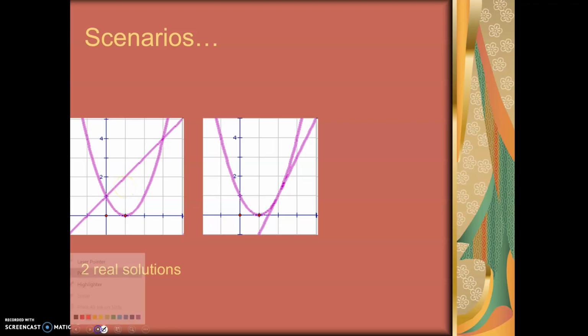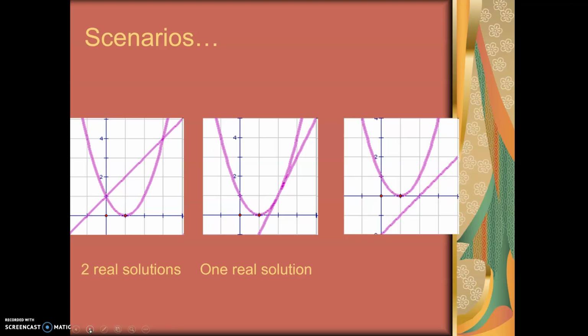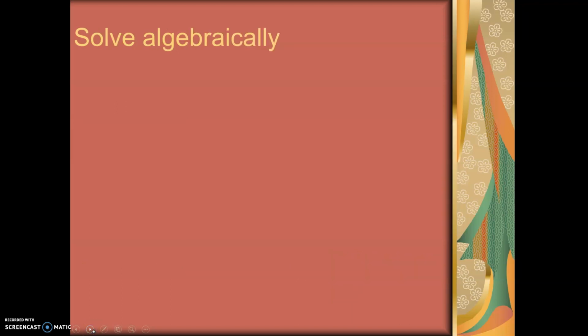Or we can have one real solution. That means that the line is tangent. Or no real solutions, but that means that we have complex solutions. All right. So solving algebraically, we're going to do that first.